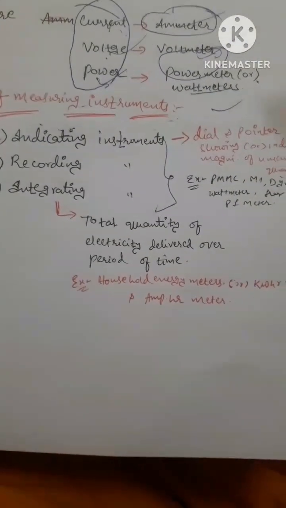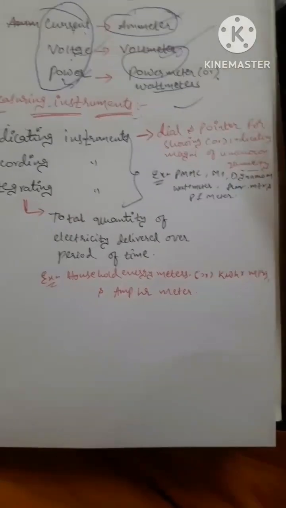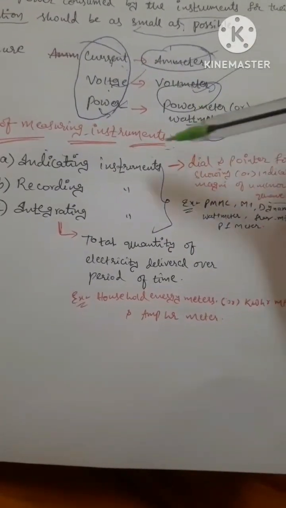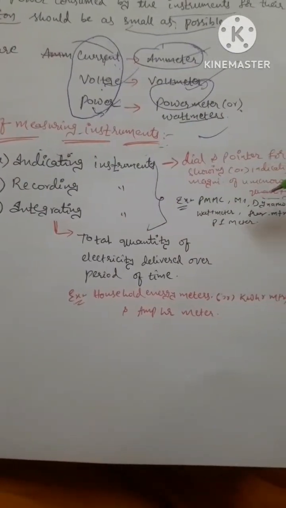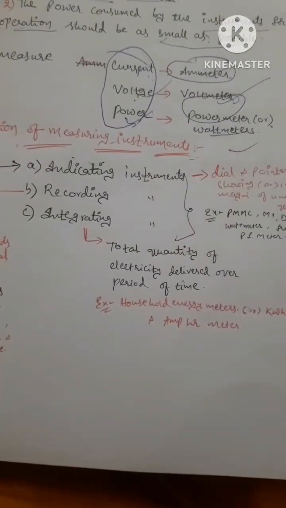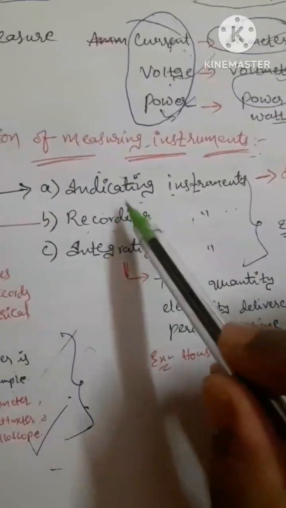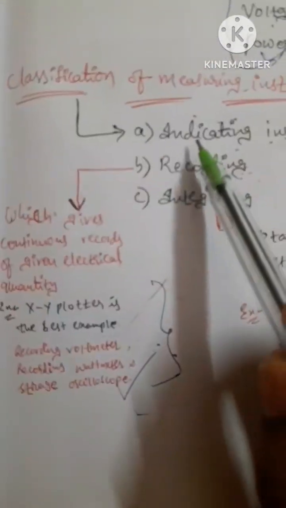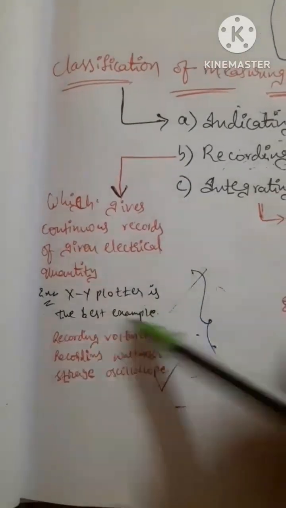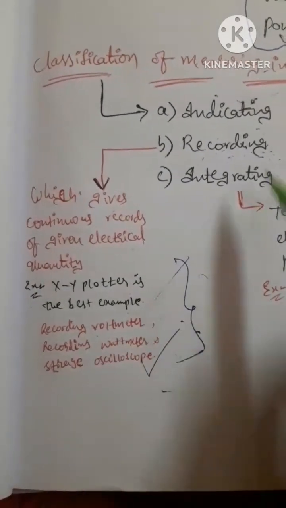What is meant by an indicating instrument: it makes use of a dial and pointer for indicating the magnitude of an unknown quantity. The examples are PMMC, MI, dynamometer wattmeter, frequency meter and power factor meter. So this is about the indicating instrument. Next, the recording instrument continuously records the electrical quantities. Examples of the recording instrument are the XY plotter, which is the best example, recording voltmeter, recording wattmeter and storage oscilloscope.